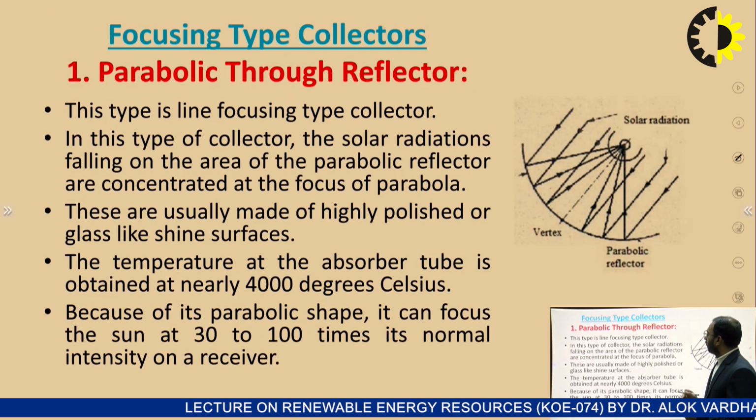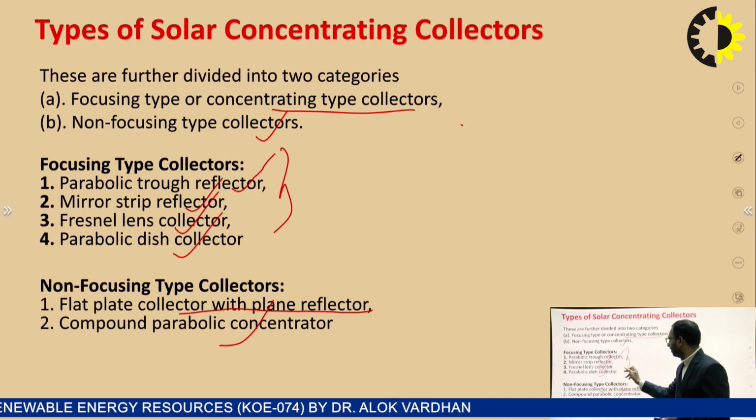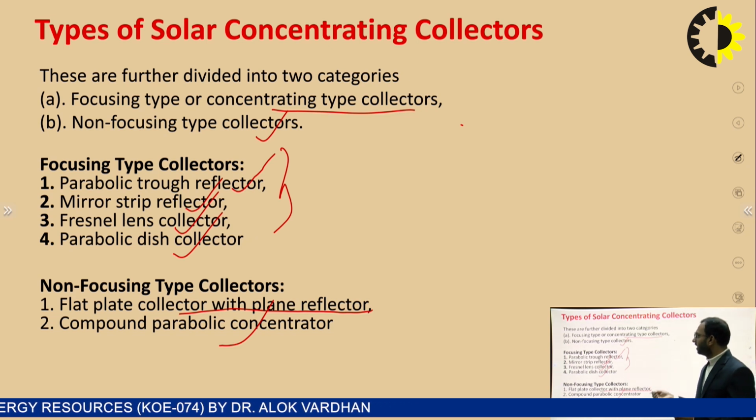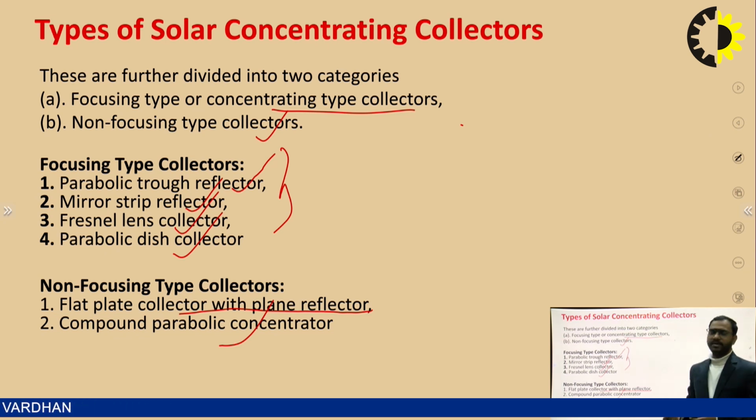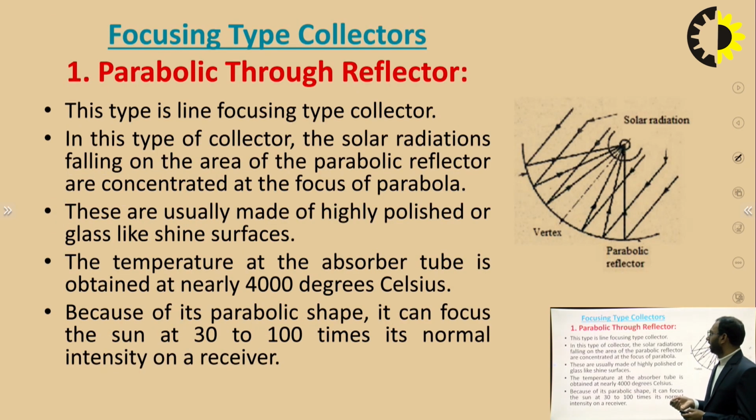Then what are focusing type collectors? So we know that there are many types of focusing type collectors. In subsequent slides, I will discuss one by one what is parabolic trough reflector, what is mirror strip reflector, what is Fresnel lens reflector, and what is parabolic disc collector.